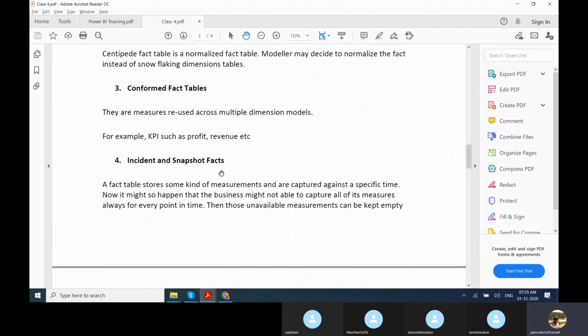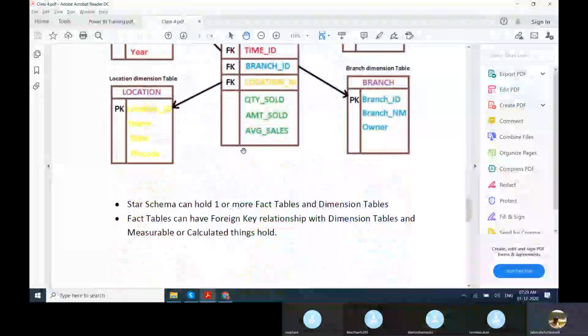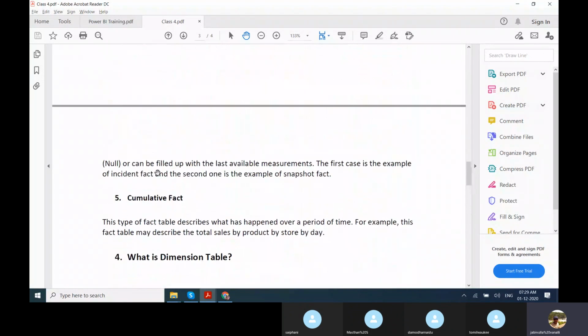But if we have profit and revenue columns, then it is conformed, because we don't need to calculate it. It already gives how much profit, whether it is loss or gain. So we already have the confirmed information. Profit or loss will be the confirmed information. That's the reason they are called conformed fact tables.